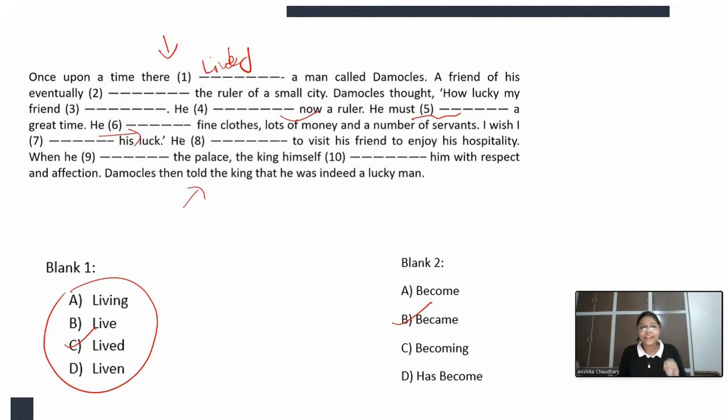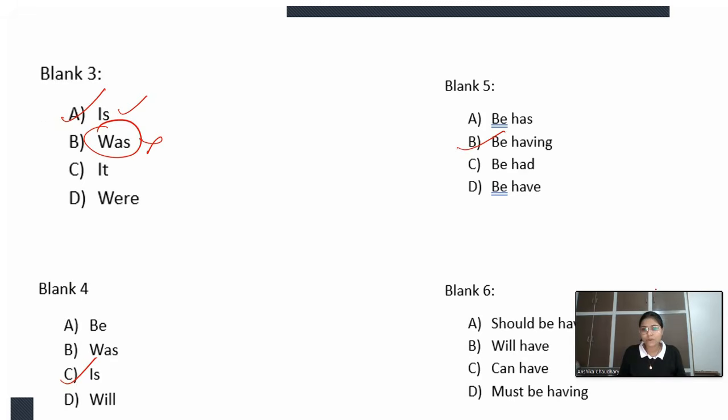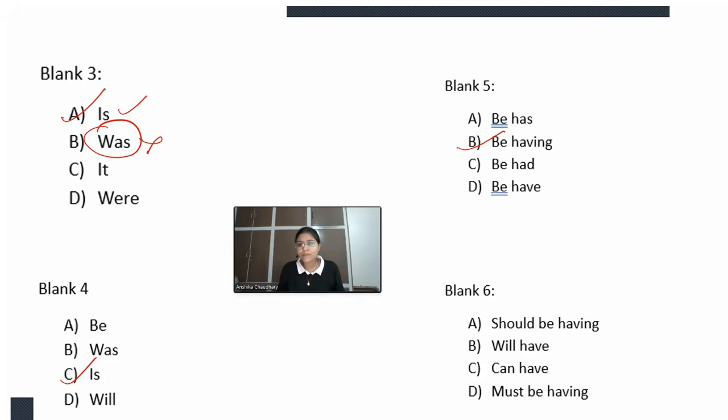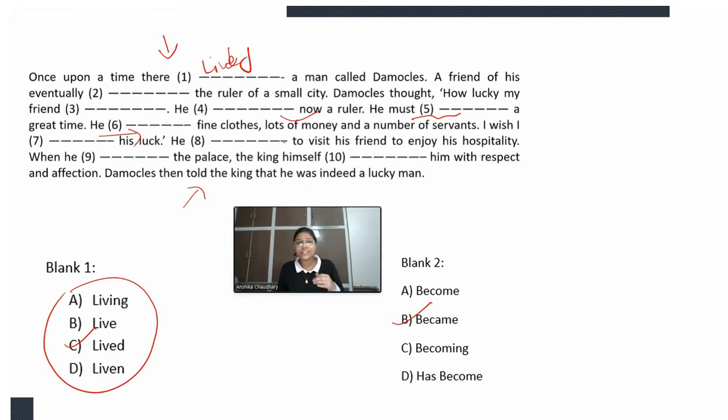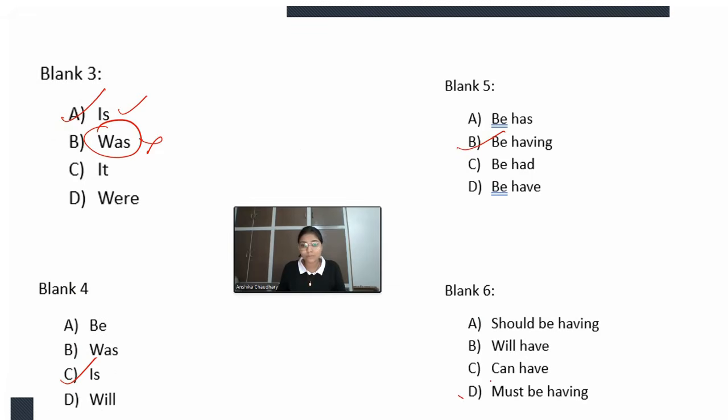Now moving forward, he fine clothes. For the sixth blank, we have options available: should be having, will have, can have, must be having. As we are talking about his friend's rulership, he must be having great time. He must be having fine clothes, lots of money, and a number of servants. So for the sixth blank, we will be using must be having. He must be having fine clothes, अच्छे कपड़े, अच्छा पैसा, and नौकर चाकर, etc.